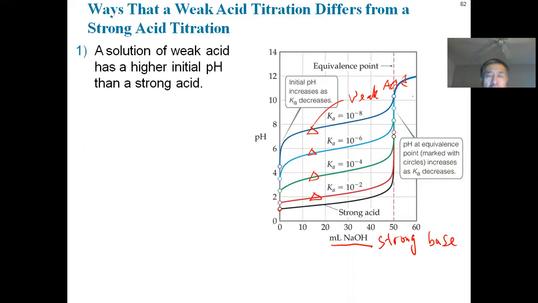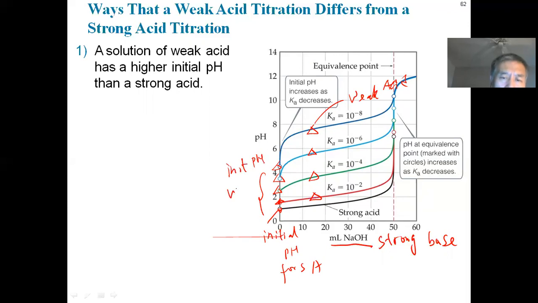So what is the difference between the titration pH curves? One is that a solution of weak acid has a higher initial pH than the strong acid. That is true. The initial pH for the strong acid is lower, and those others are the initial pH for the WA, which means weak acid.